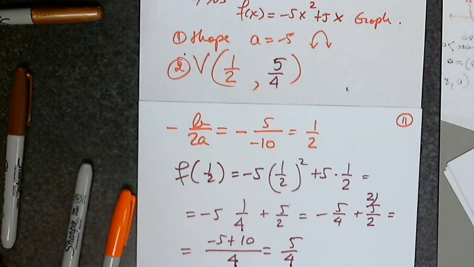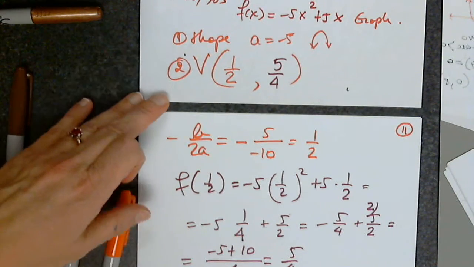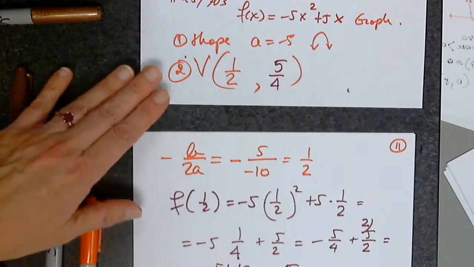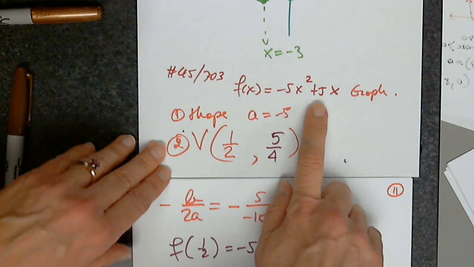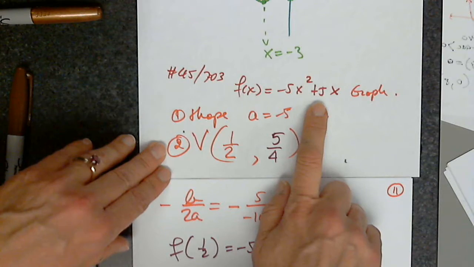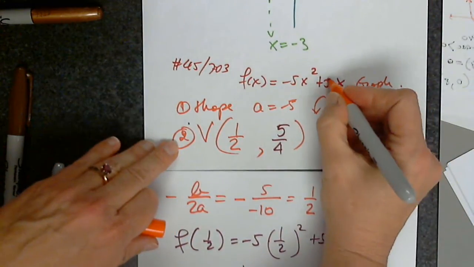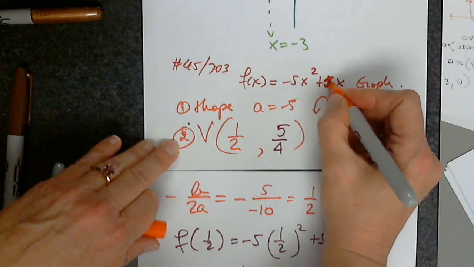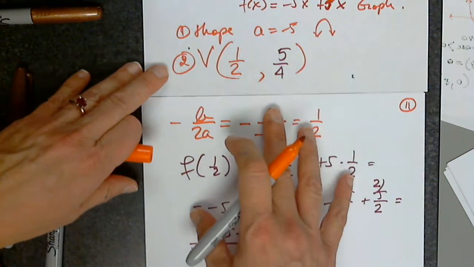Any questions? Yes, Becky? Yes, plus 5x. Did I copy something else? Oh, sorry. My apologies. Okay, so that's the vertex.